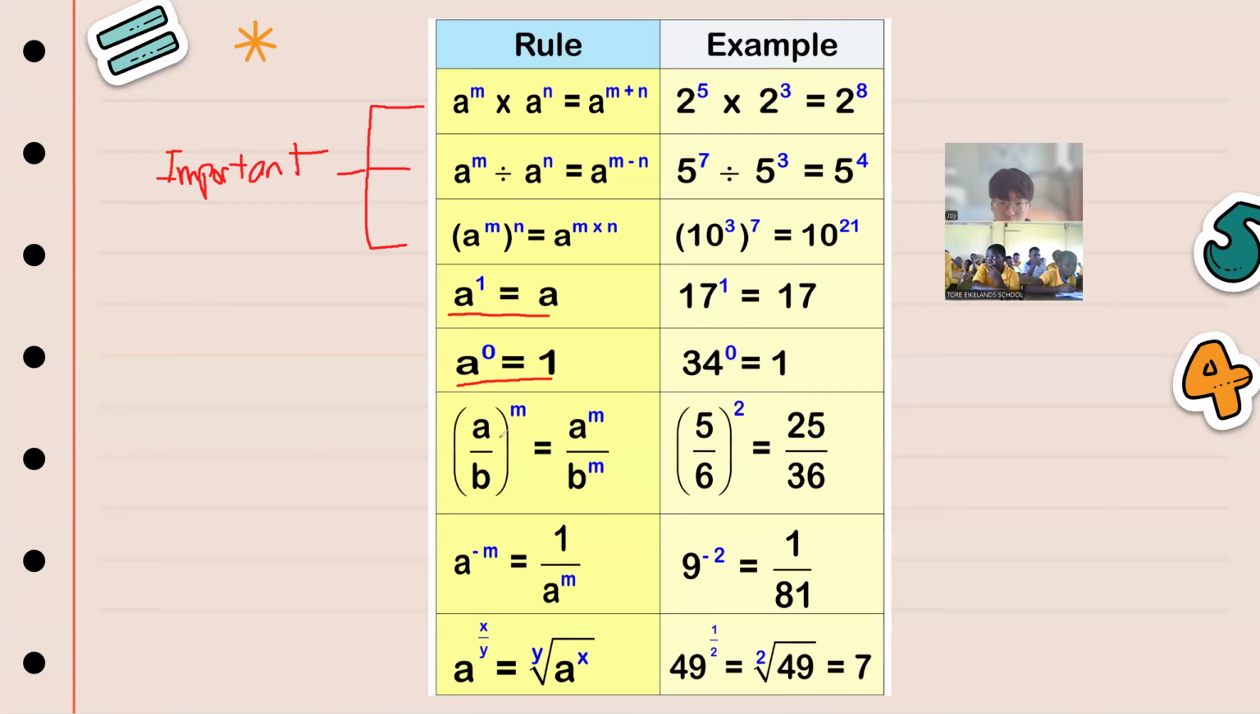And if you take the power of m to this whole fraction, then you take both the numerator and the denominator to the power of m. And then if you have a negative power, then it is the reciprocal, meaning that you take 1 over a to the power of m.